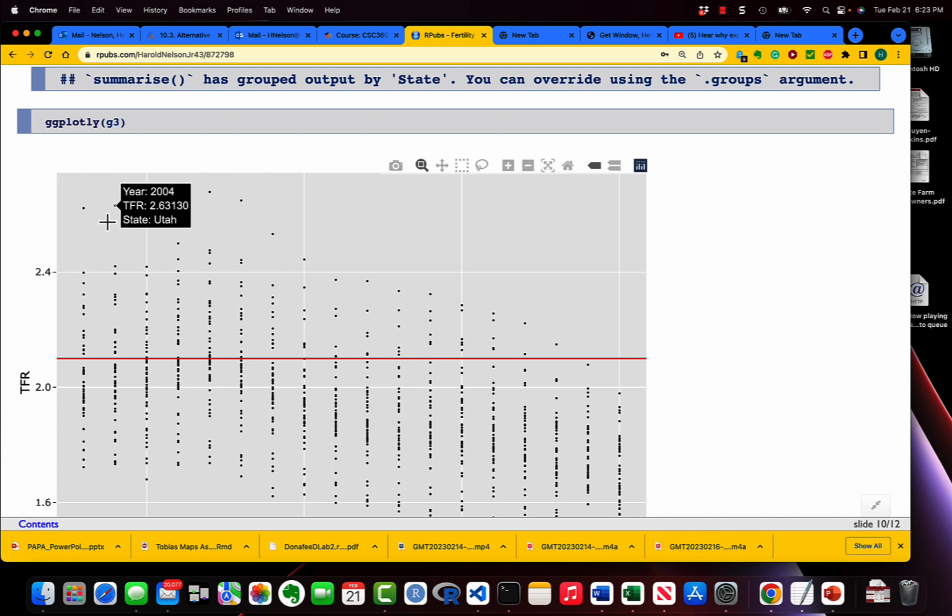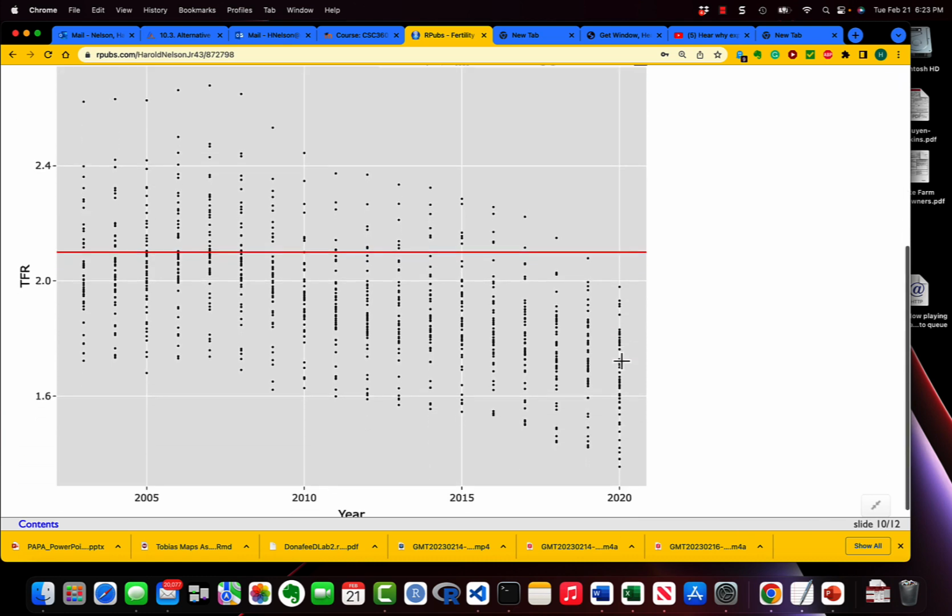Back in 2003, we had a very healthy growth in Utah, like 2.6 births per woman in her lifetime. And you can see the cloud drifting down. And finally, when you get to 2020, every state is below the break-even.